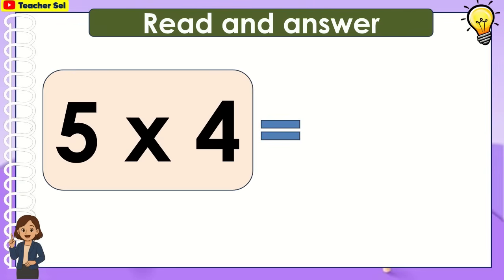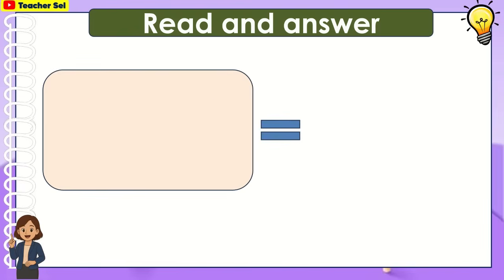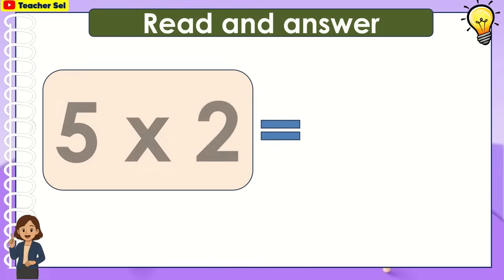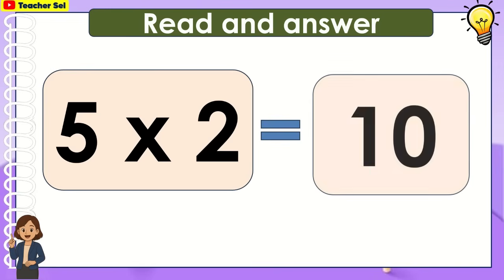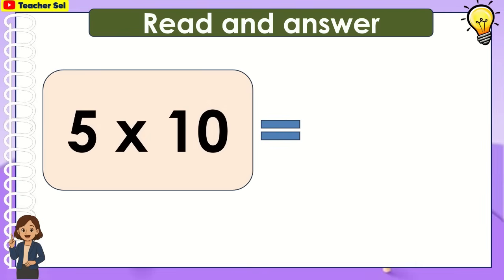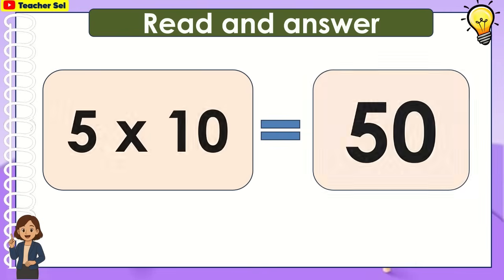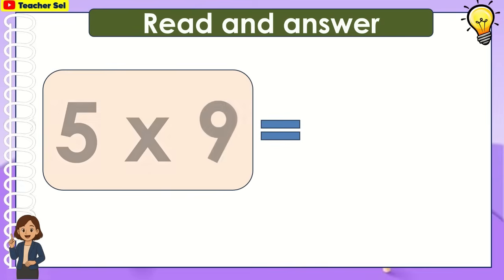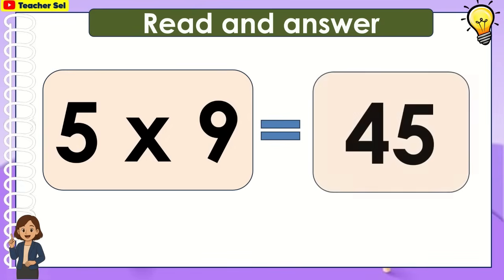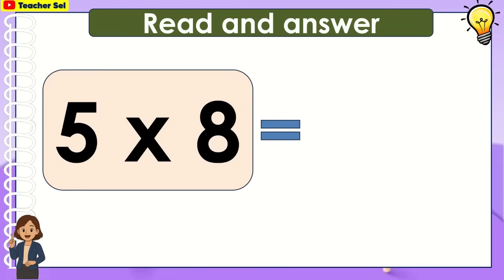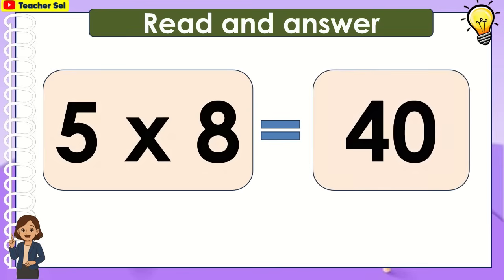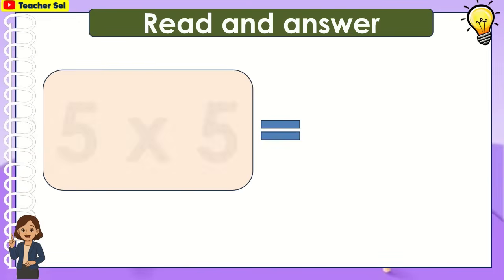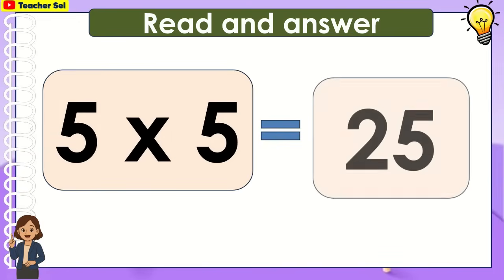5 times 4, 20. 5 times 3, 15. 5 times 2, 10. 5 times 10, 50. 5 times 1, 5. 5 times 9, 45. 5 times 8, 40. 5 times 7, 35. 5 times 5, 25.